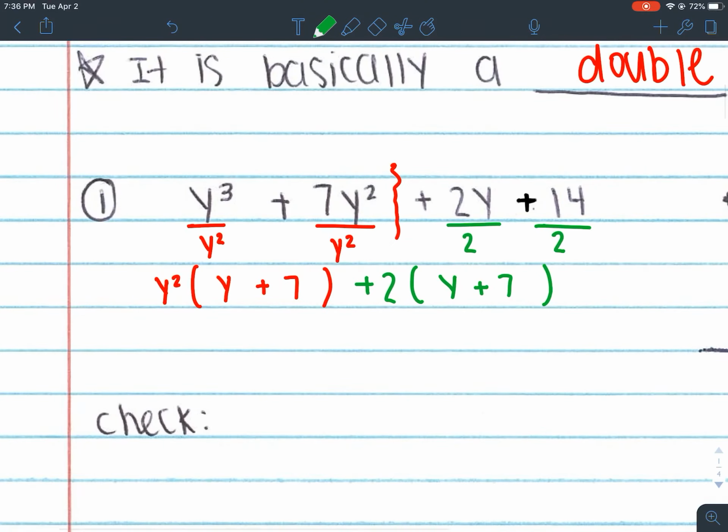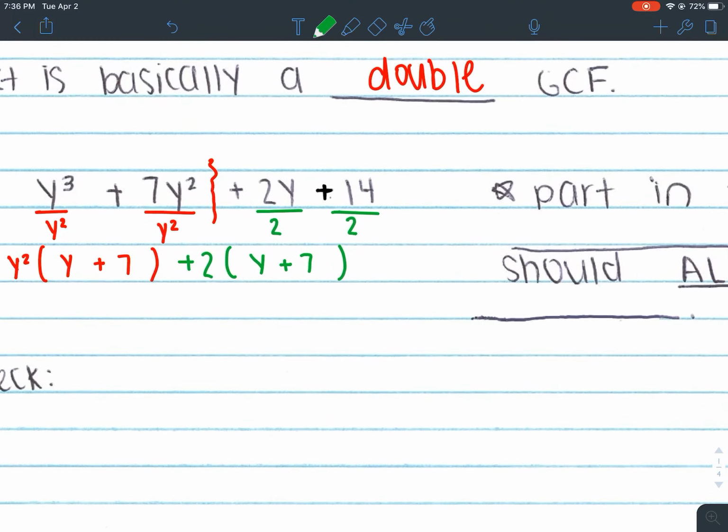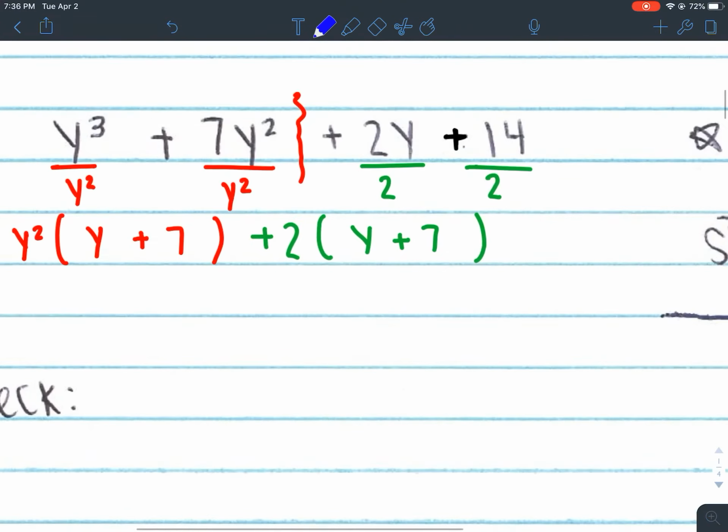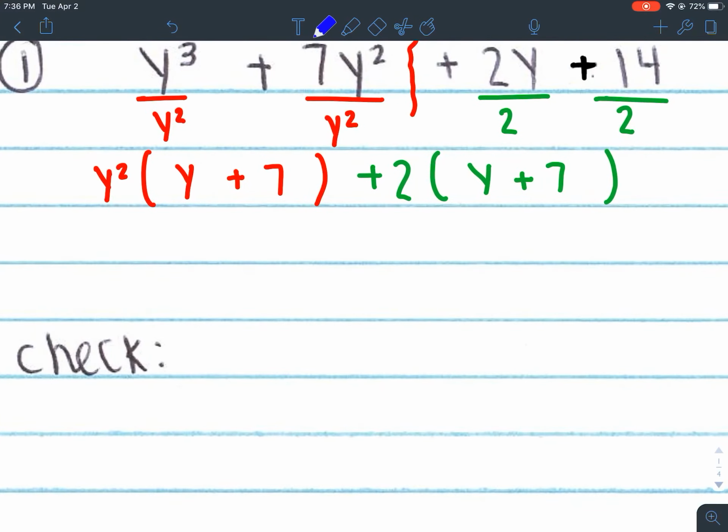Okay. Now look at your parentheses. Notice what's inside of them. What do you notice? They're exactly the same. So the part in the parentheses should always match. Okay? If they don't match, you did it wrong. So you always want to make sure they match.